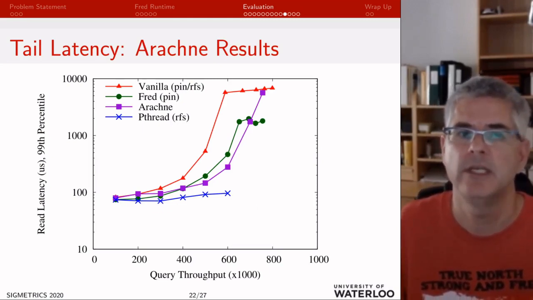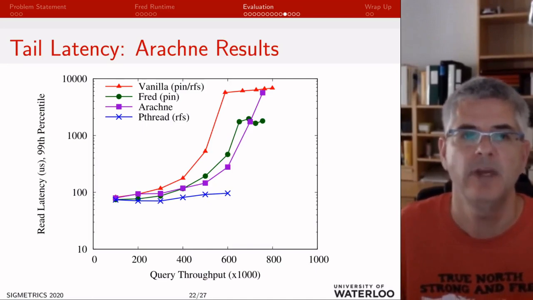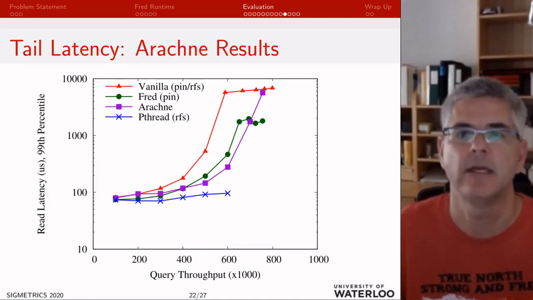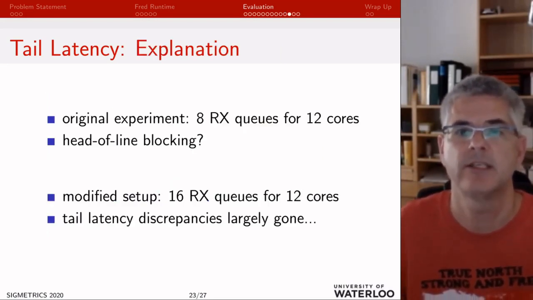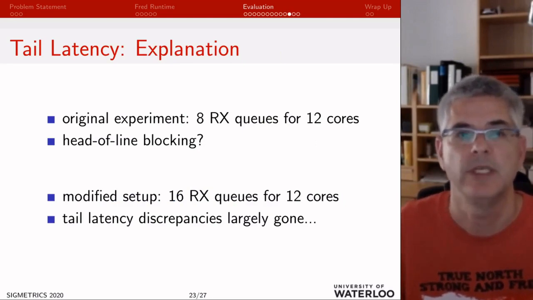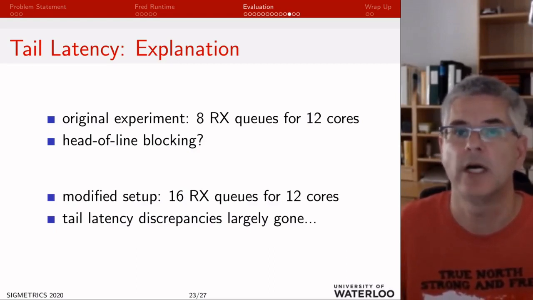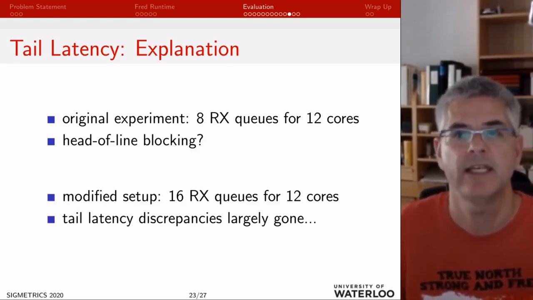Most importantly though, the question is, what actually causes the higher tail latency for the original Memcached in the first place? We have been able to pin this to interrupt processing in the Linux kernel. The details are in the paper, but one critical aspect is the number of Rx queues in the network card. The setup for the original experiment has fewer Rx queues configured than cores. We assume head-of-line blocking occurs and causes extra latency. If we change the setup to having more Rx queues than cores, the effect disappears.